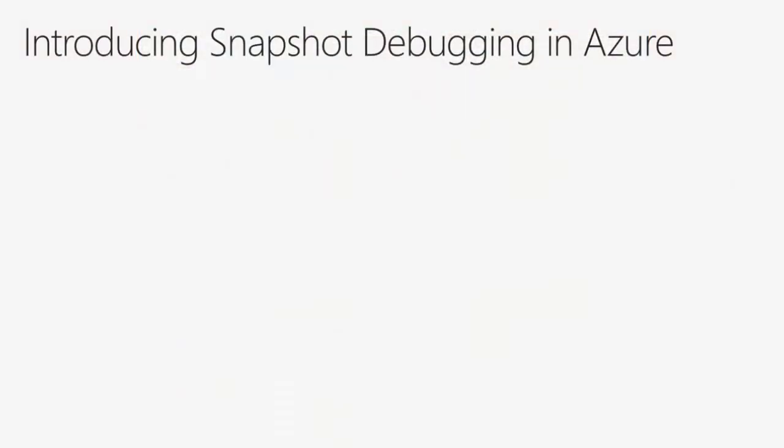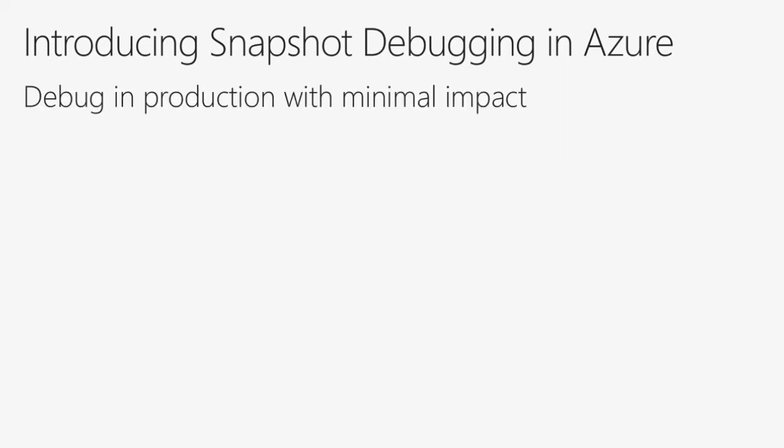All right, so we thought to ourselves, there has to be a better way to do these things. So our teams have been working together for quite a while now, and we made the Snapshot Debugger. It's essentially a tool that allows you to debug in production with minimal impact. And that's quite a statement to make, so I'll be taking quite a bit of time to explain how we're making that possible.